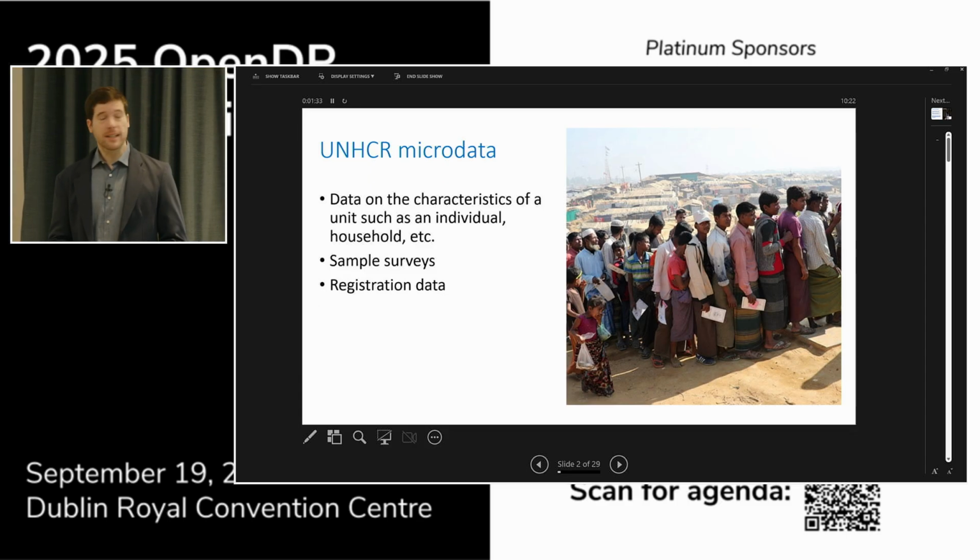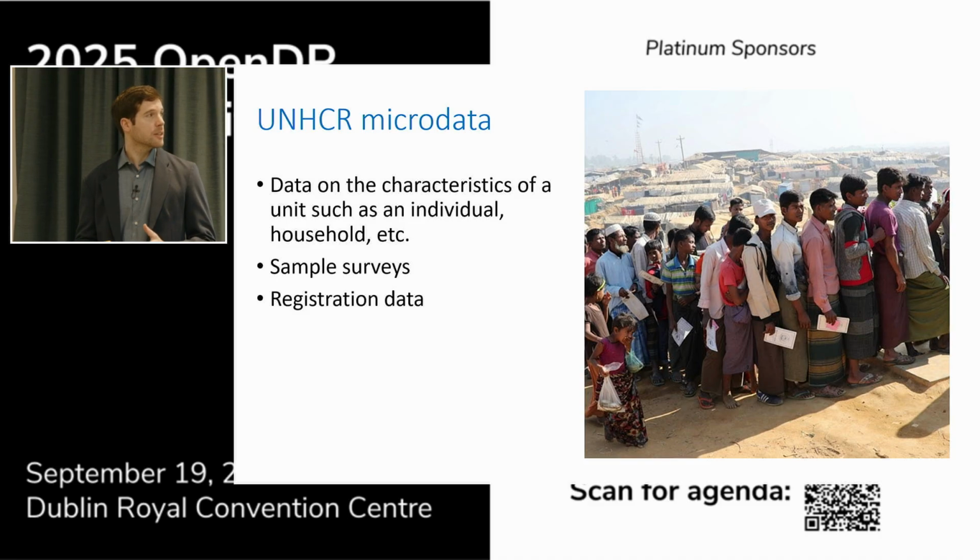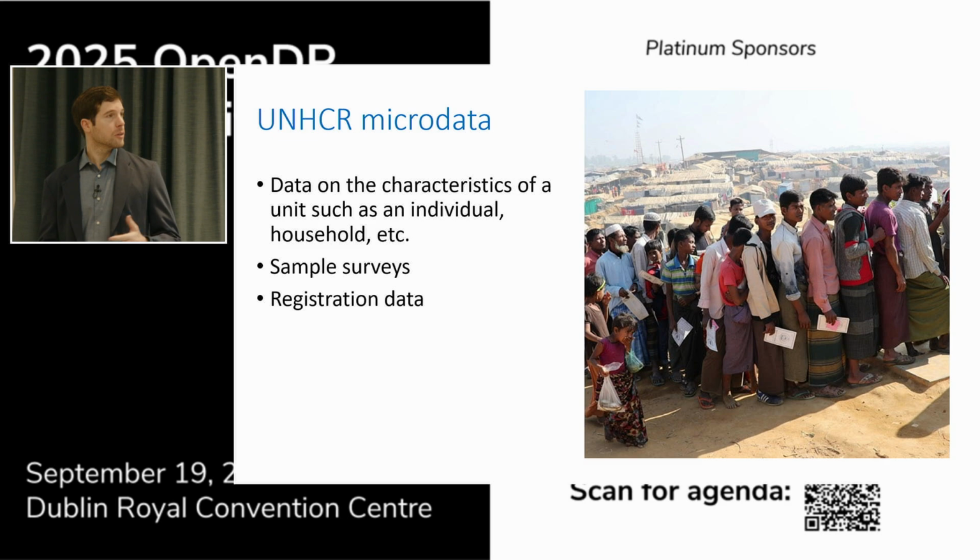So UNHCR collects every year a big amount of data. Most of it is microdata. So we're talking about individuals, households, often put together in more than a data set with many tables that are related to each other, linked to each other. And most of these surveys are sample surveys collected for many different purposes, for operational reasons, so to assess the needs of refugees or to see the effectiveness of some programs that we did, etc.